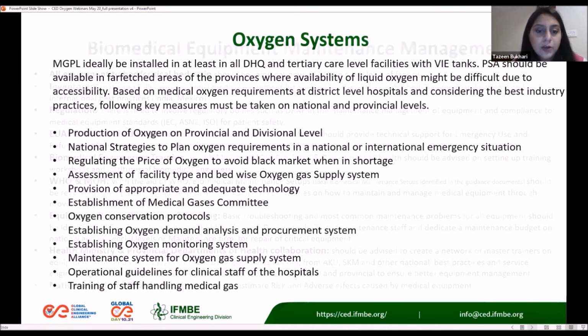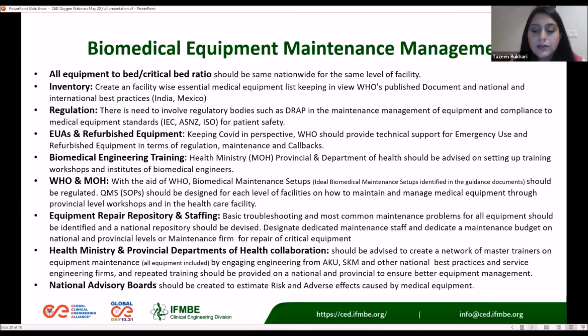For biomedical equipment, the biomedical maintenance management system is very important. Equipment to critical ratio on a similar type of facility for all provinces. For essential health facilities, there should be an inventory. We need to work on regulation with the Drug Regulatory Authority of Pakistan. Biomedical engineering training setups should be done, master trainers should be there, and schools should be created. WHO and Ministry of Health can work together on a system and create a guideline for basic troubleshooting or maintenance setup and management, which is important.